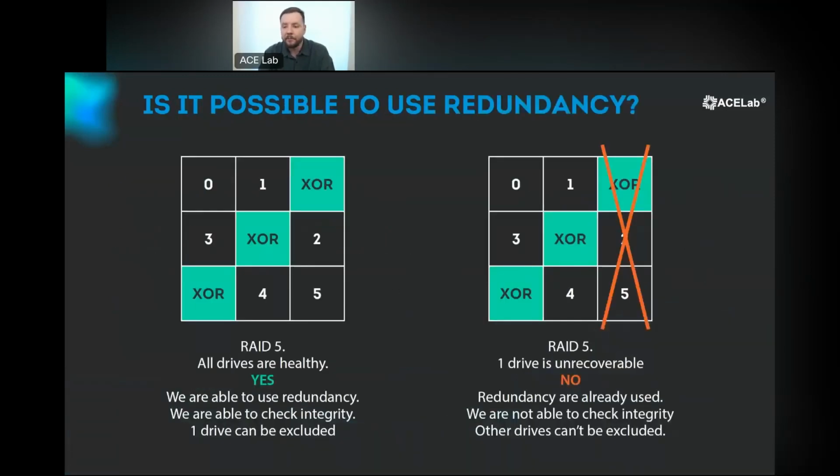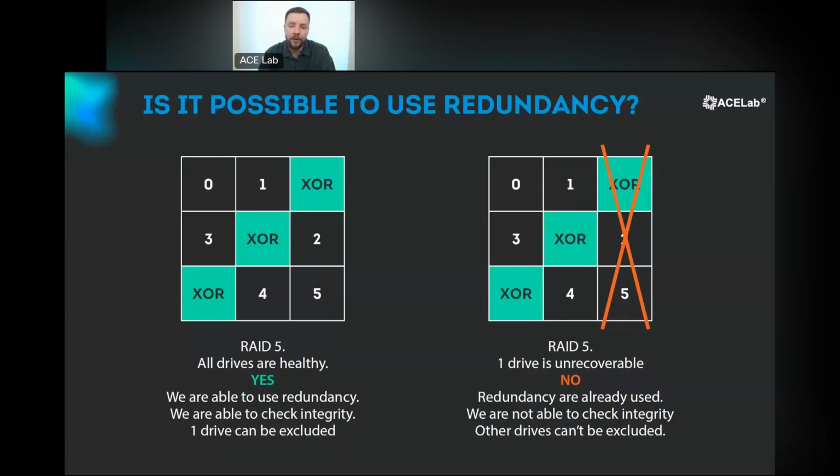And let's talk in detail. On the left picture, you can see RAID 5, three drives, all drives are healthy, or maybe you've made a copy of these drives. For this RAID, you can do a redundancy test, and you're also able to exclude one drive. So for this RAID, you can use redundancy to get a different result.